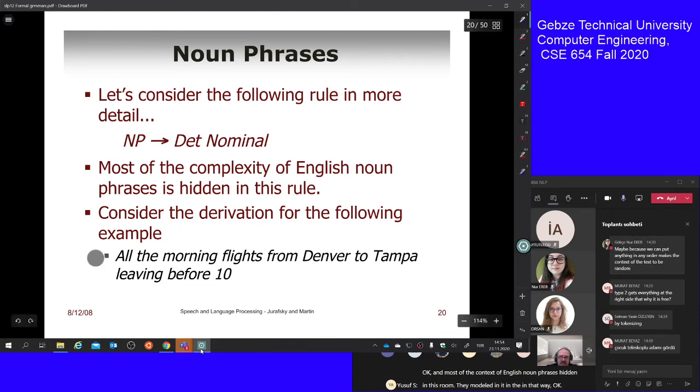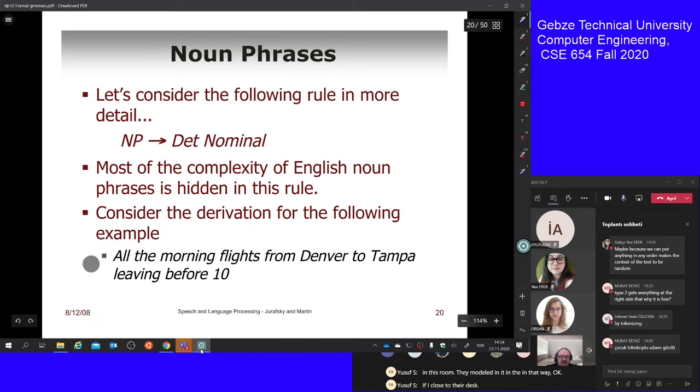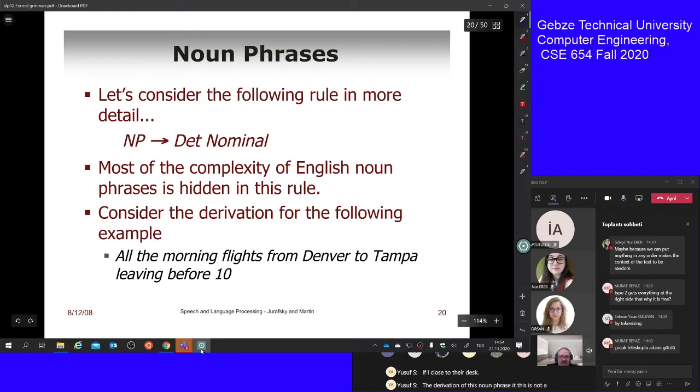If I consider the derivation of this noun phrase, okay, this is not a sentence, this is a noun phrase. All the morning flights from Denver to Tampa, leaving before 10. This noun phrase is about flights. When you say all the morning flights from Denver to Tampa leaving before 10 are cancelled, that noun phrase is about flights. I could have said the same thing like the flight is cancelled. Flights are cancelled, right? So kind of the same meaning. So the noun phrase is dropped to just flights.